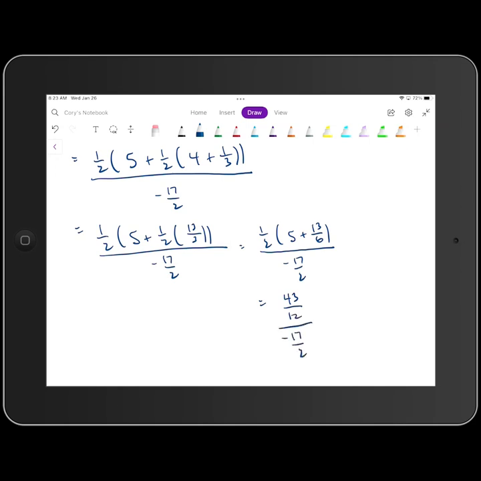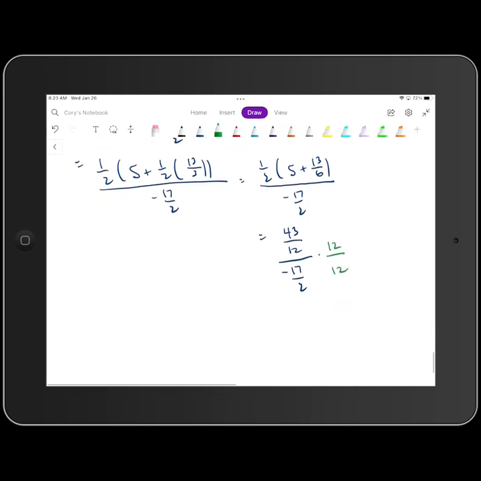And then if I want to simplify this, I can multiply the numerator and denominator by the common denominator of the smaller fractions, which is 12. So 12 will cancel with that 12. 2 goes into 12 6 times. So this winds up becoming negative 43 over 17 times 6, which is 102. So it's negative 43 over 102 for the value of that log expression.